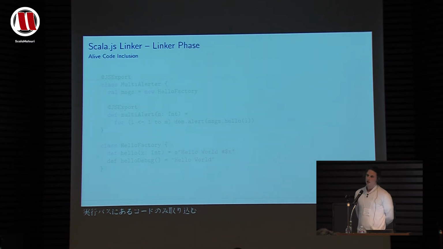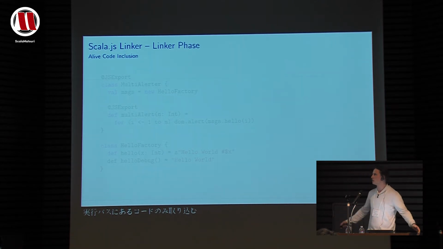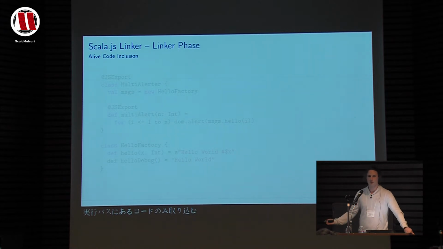The linker is what we used to call the dead code elimination phase. Right? Say, okay, everything we don't need, actually don't even consider it. We realize that it's much more of an alive code inclusion phase, because we don't even look at stuff that is dead code. We just look at all the entry points and then essentially calculate the transitive closure over the call graph. So how does this work?